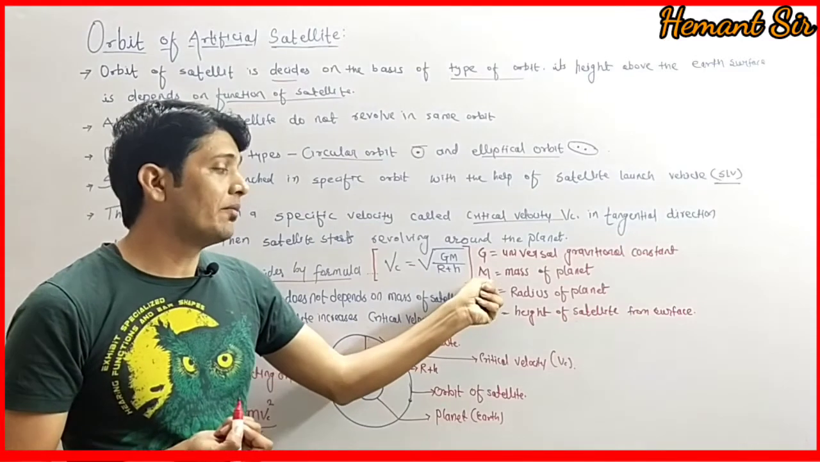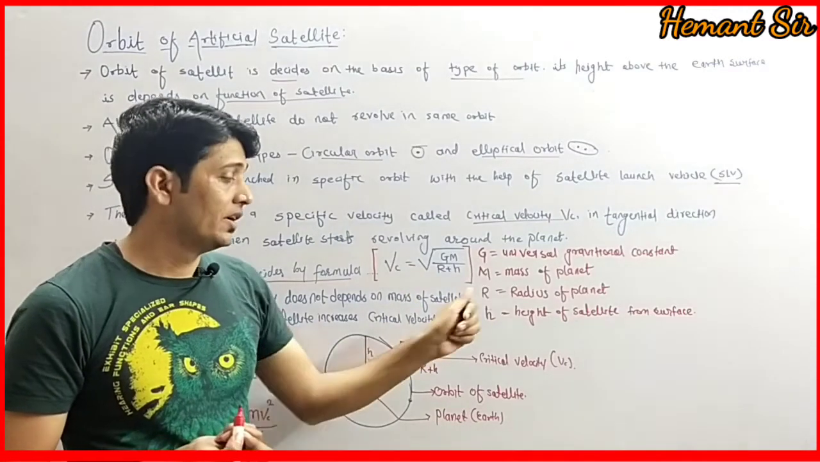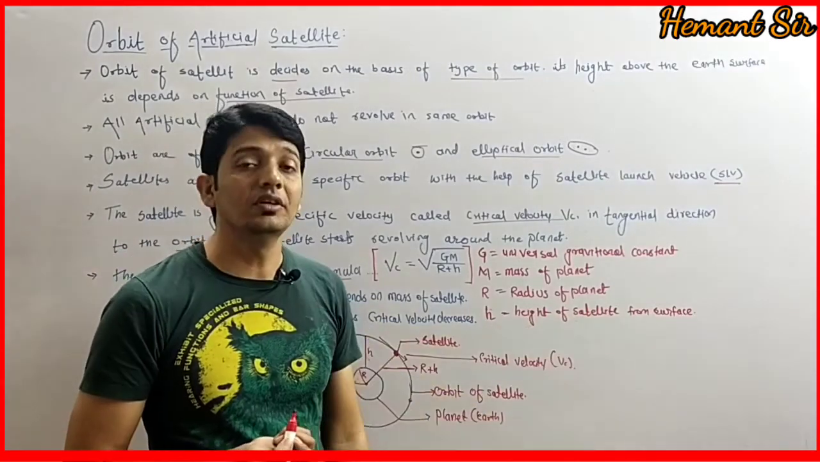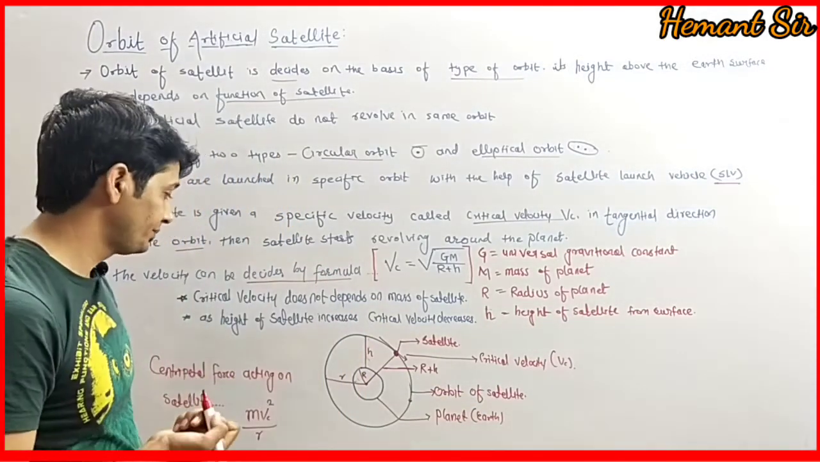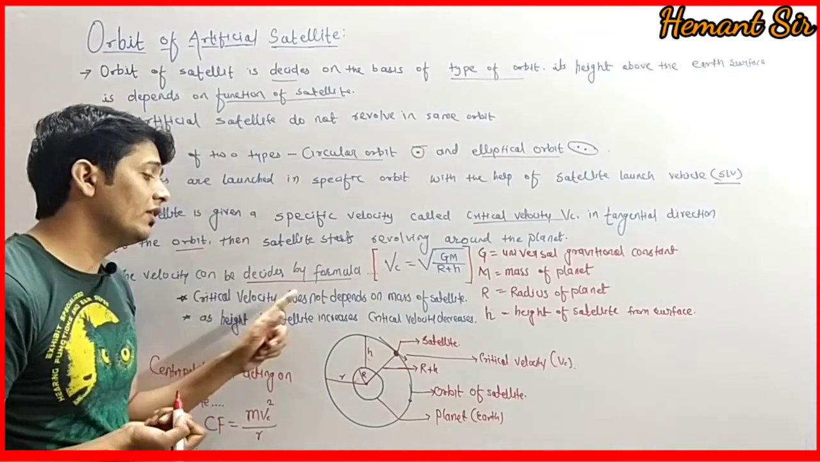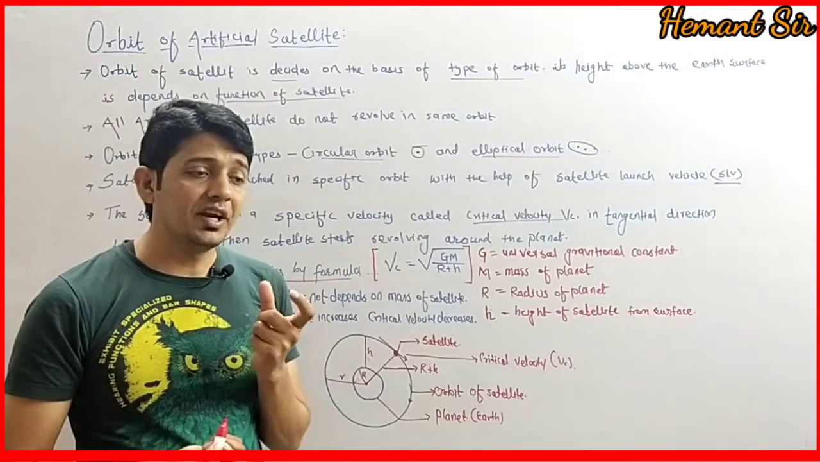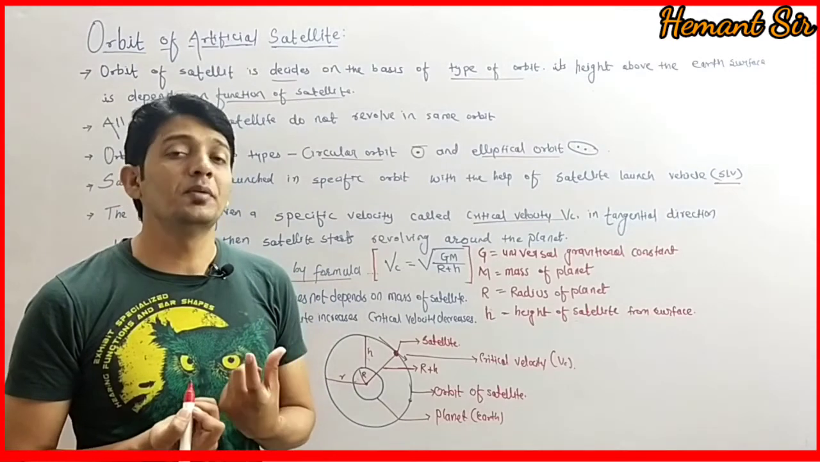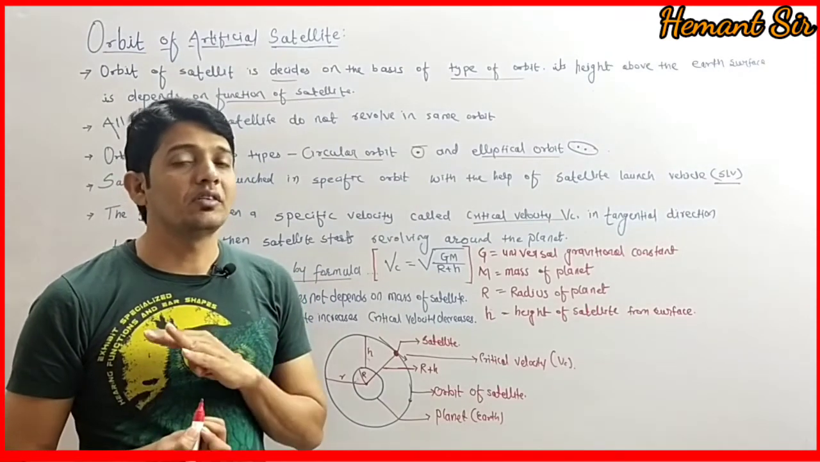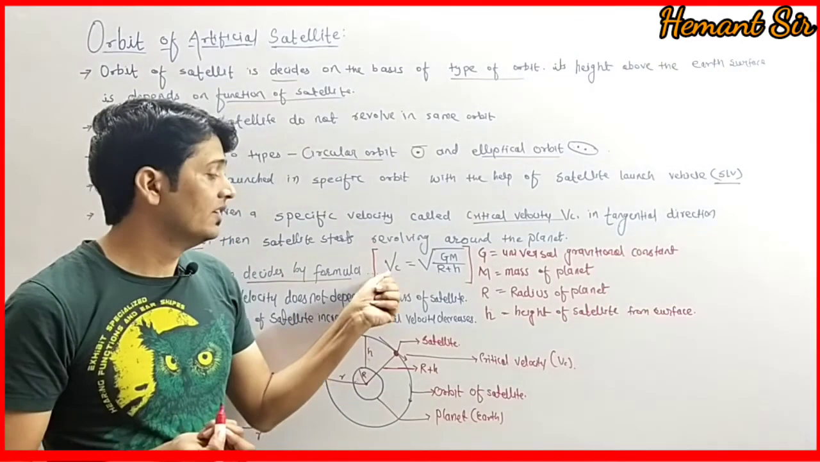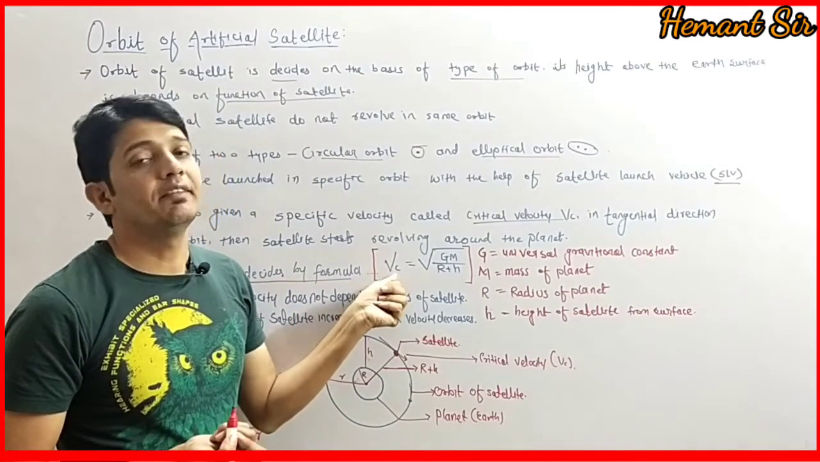We have M. M is the mass of the planet. R is the radius of the planet. H is the height of the satellite from the surface. Here, critical velocity does not depend on the mass of the satellite. The mass of the satellite is very small, negligible. That's why we are saying that the mass of the satellite does not decide the critical velocity.